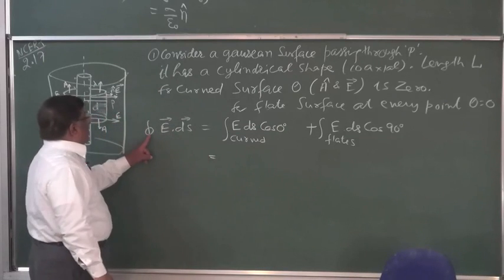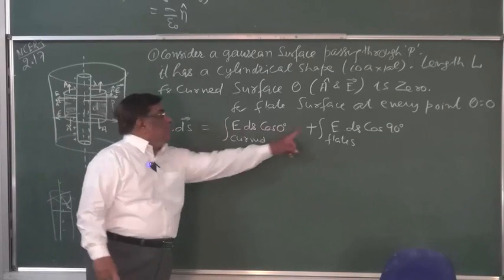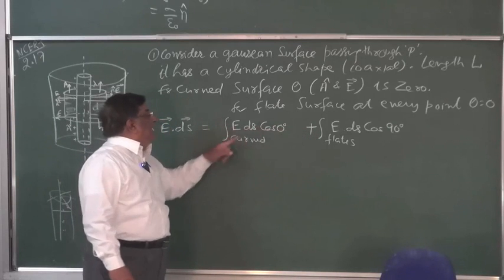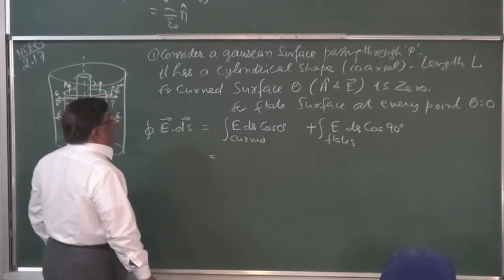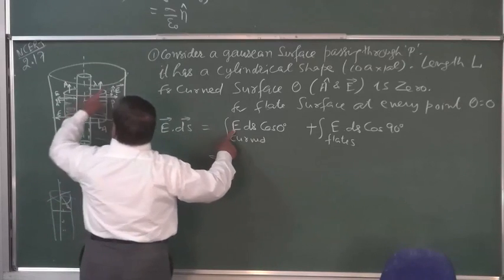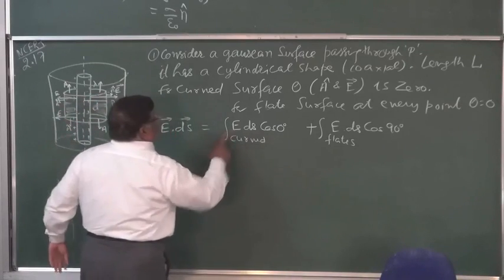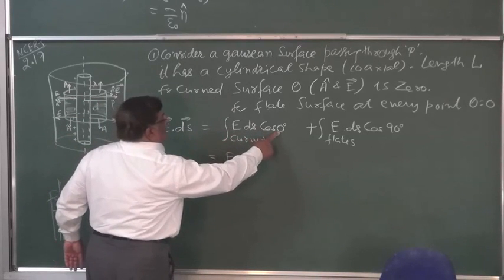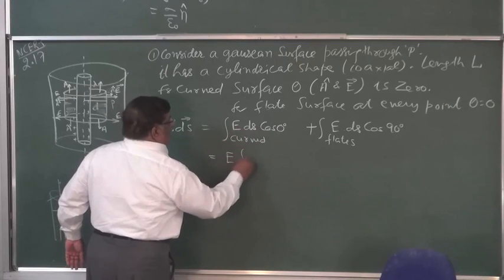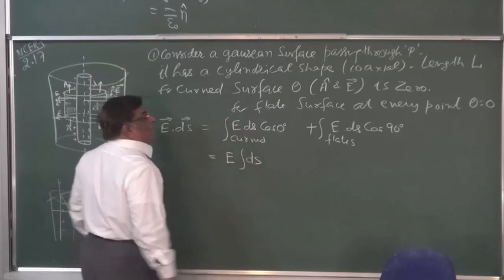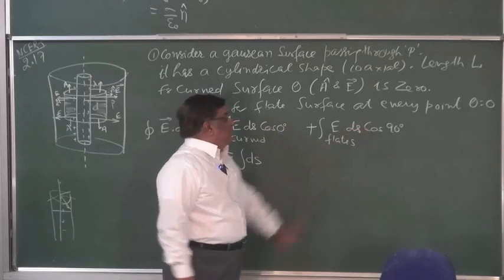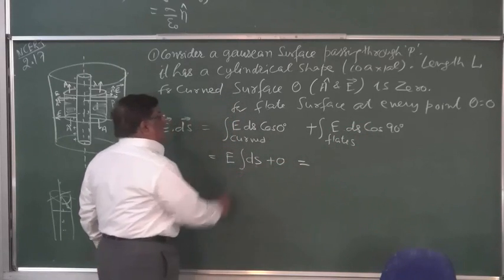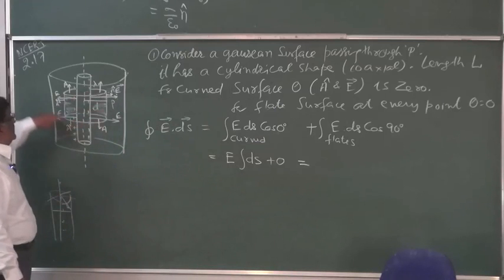You see, this closed integral is converted into two surface integrals, so we will not put the closed sign, we will make it only surfaces. Now for this, at every point E is the same. So we take out E, and cos 0 is equal to 1. We have to do only the integration of dS. And here this will become 0.